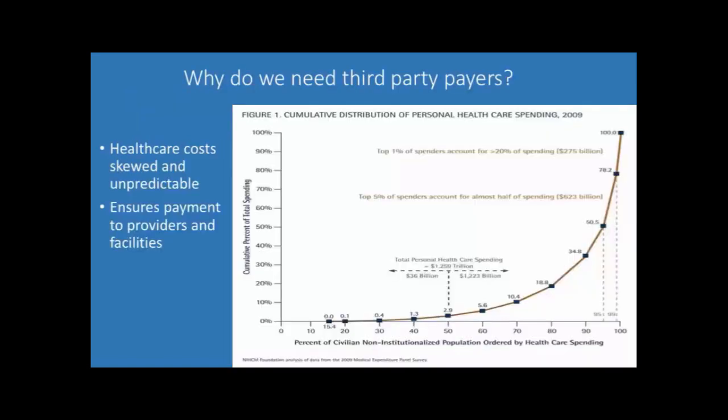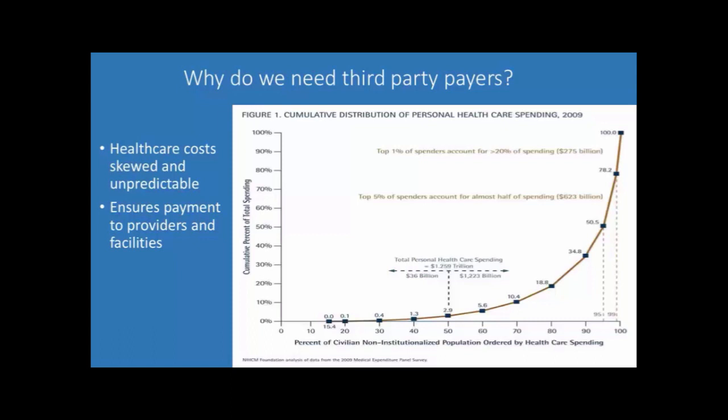So why do we need health insurance? Why have these third parties? Healthcare costs can be really extreme. If you look at this graph, you'll see that 50% of healthcare costs in the U.S. are attributable to only about 5% of patients. So if you're in that 5%, you really need some sort of protection financially in order to ensure access to care. And really this is how insurance actually got started.